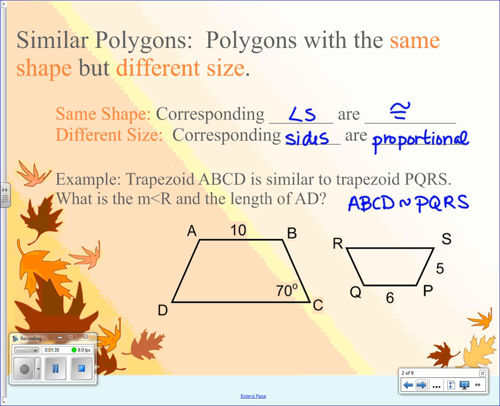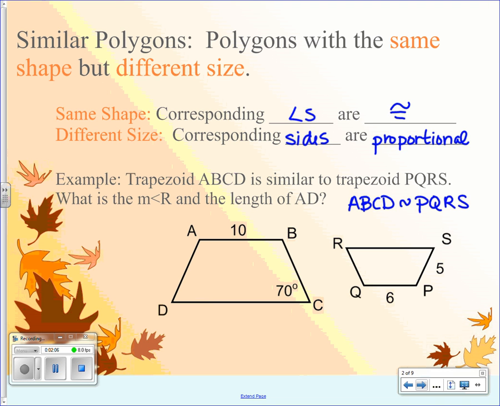The other important part about the similarity statement is that corresponding parts are in the same order. So if I want to know what angle B is congruent to or corresponds to, I look at the order. B is the second letter. And when I look at PQRS, Q is our corresponding angle there. So keep that in mind. That is very important to the similarity and understanding the orientation of the figures.